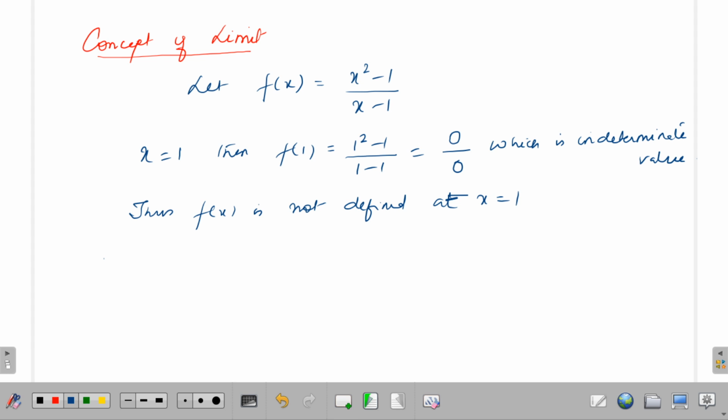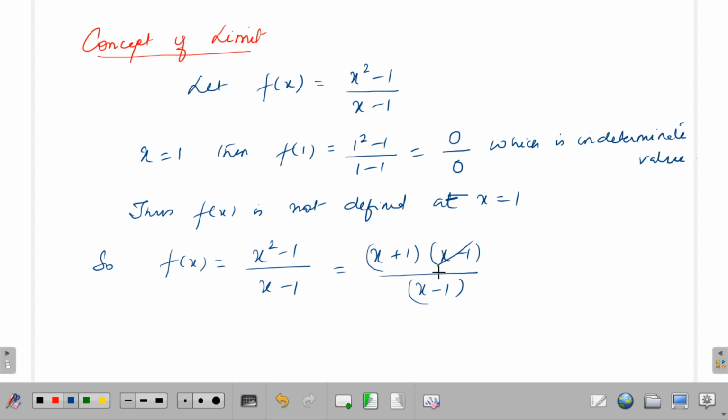So what more can I do? f of x is x squared minus 1 divided by x minus 1, which I can convert to x plus 1 times x minus 1 divided by x minus 1. I can cancel this and that, so f of x is x plus 1. This will happen only when x is not equal to 1. Otherwise, the answer will be 0 by 0.